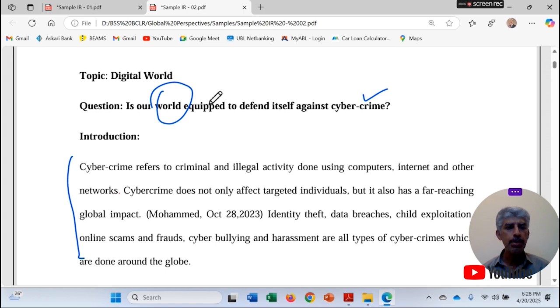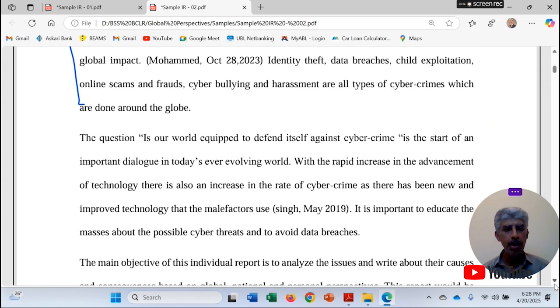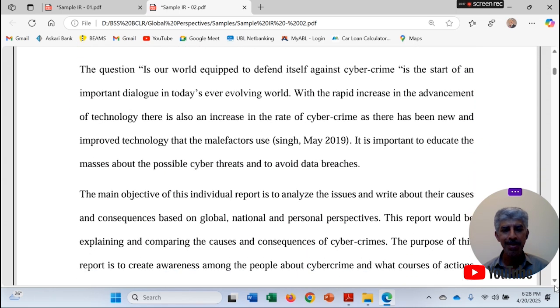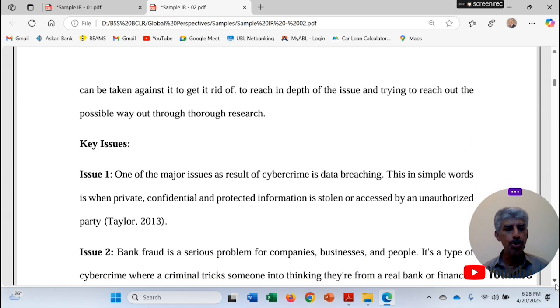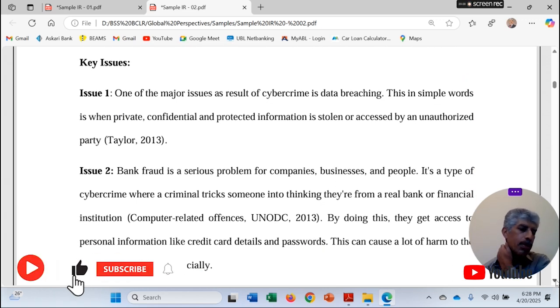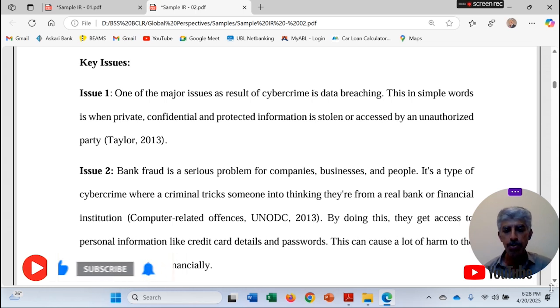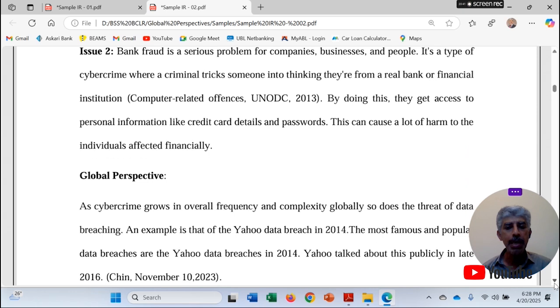Again, starting with the definition of one of the keywords, that is cybercrime, the term, then defending itself from the world. It means that the relationship is drawn between the world and the cybercrime. So here the question is raised and tossed up, and the introduction is given. Then the key issue, as per the previous pattern. As I told you, we were supposed to draw 2 issues, but now in the latest syllabus of 2025, students are supposed to raise only 1 issue.